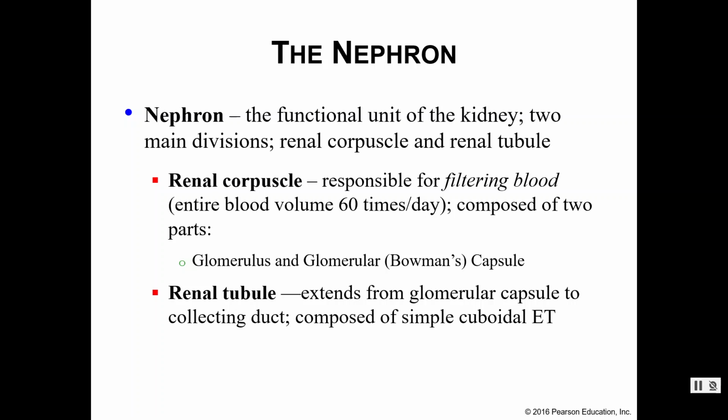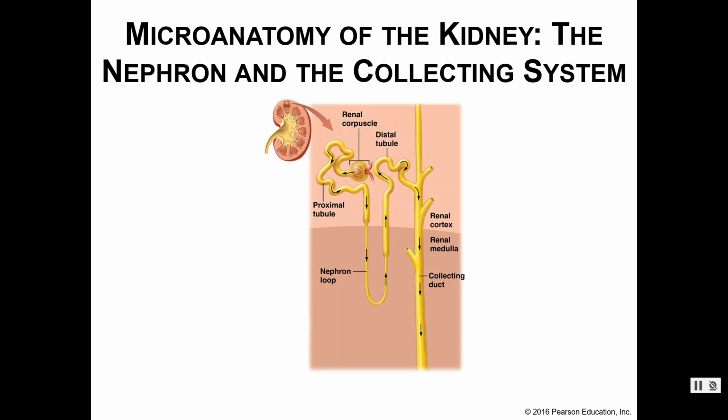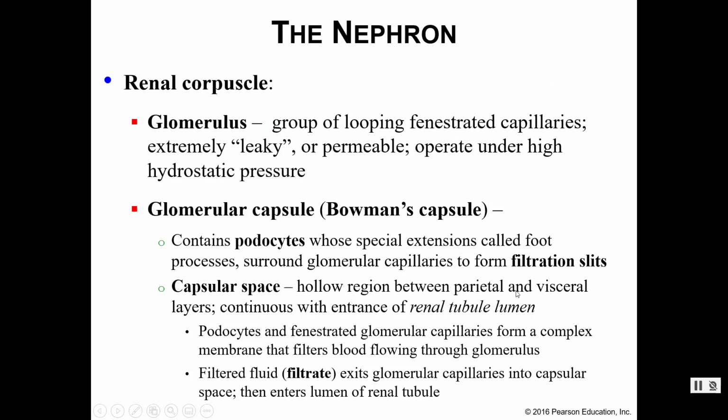This is composed of simple cuboidal epithelial tissue. Hopefully you remember the main functions of the simple cuboidal tissue. We've got a lot of diffusion, secretion, reabsorption, all those different types of transport are going to be happening at this renal tubule. This is kind of what it looks like with this whole picture. This is basically one nephron. Okay, we've got the corpuscle, and then we've got the renal tubule. It is very windy and snaky and all that good stuff, and it's going to stop here at the collecting duct.